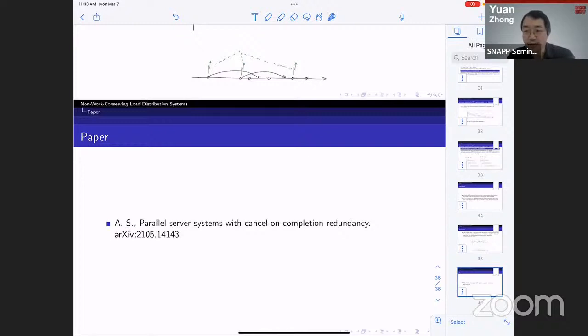I have a quick question. Some of these works on redundancy systems have server dependent rates. Here it's a very nice particle system representation because all the servers have a service rate of 1. Is it an easy extension to the case with servers having server dependent rates? No, I wouldn't say it's an easy extension, but it will be a different model.